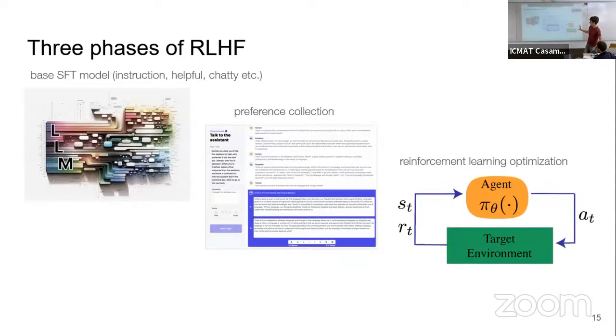There are three phases of reinforcement learning from human feedback. The first is to start with a supervised fine-tuned model, which was the last session we had, where we have some kind of large language model that already knows how to answer some questions.